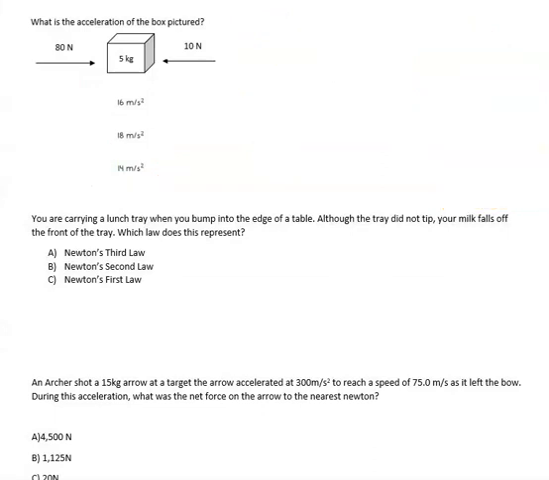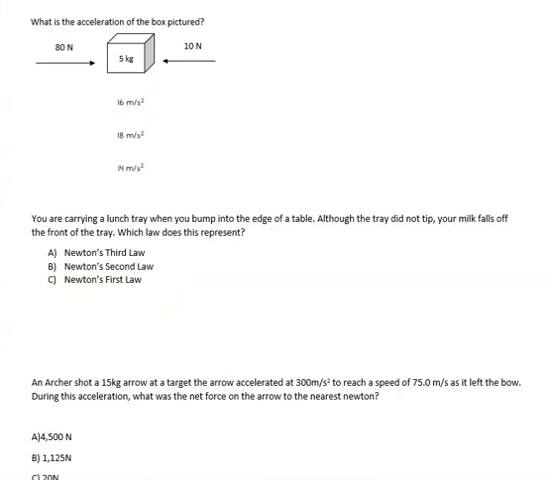On this next question, it says we are carrying a lunch tray and we bump into the edge of a table. The tray does not tip, but the milk does. So the reason the milk tips over is because it is in motion with the tray. When the tray bumps the edge of the table, it stops because there's an unbalanced force there. But there is not an unbalanced force working on the milk, so the milk does fall off. Objects in motion stay in motion unless acted on by an unbalanced force is Newton's first law.